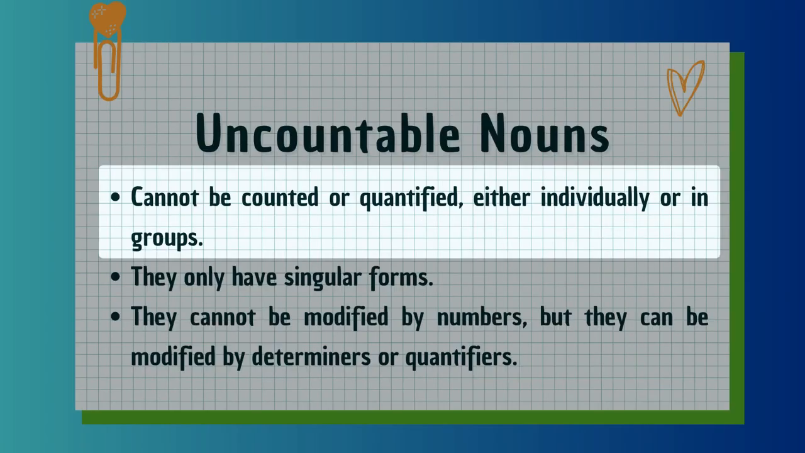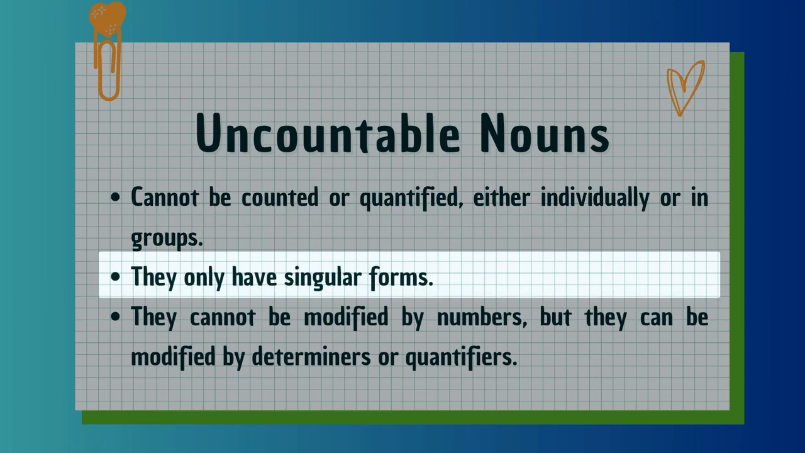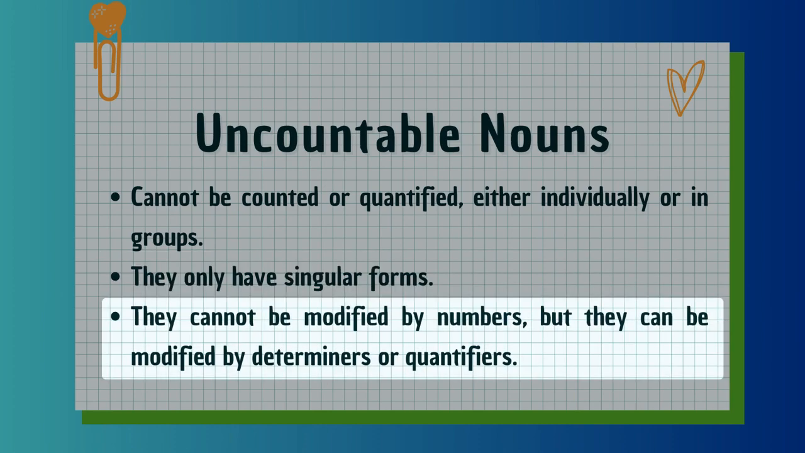Uncountable nouns are nouns that cannot be counted or quantified, either individually or in groups. They only have singular forms, regardless of the amount or size of the entities they name. They cannot be modified by numbers, but they can be modified by determiners or quantifiers, such as much, little, some, any, etc., to indicate their quantity or amount.